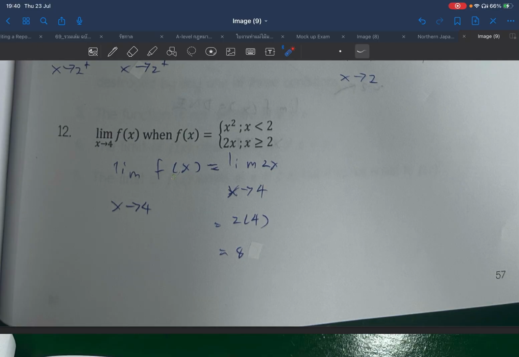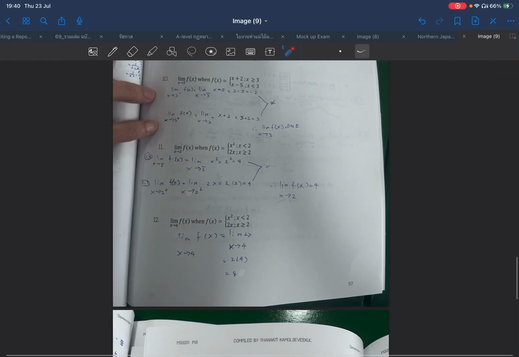So we use f(x) equals 2x. We substitute x, we'll get 4. To get 2 times 4 in the brackets, which we will multiply, and then we will get 8 as our final answer.